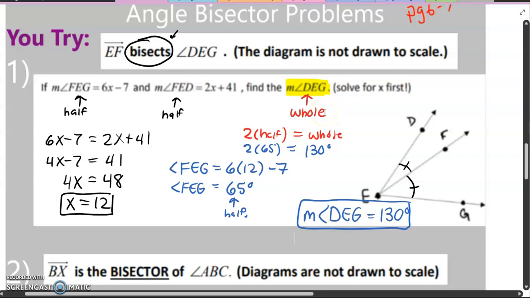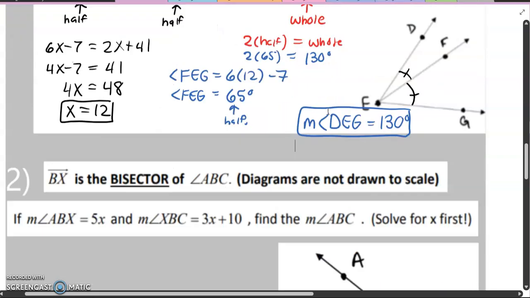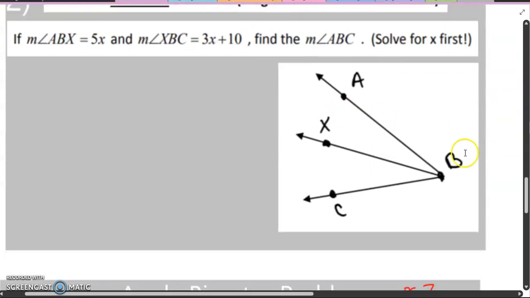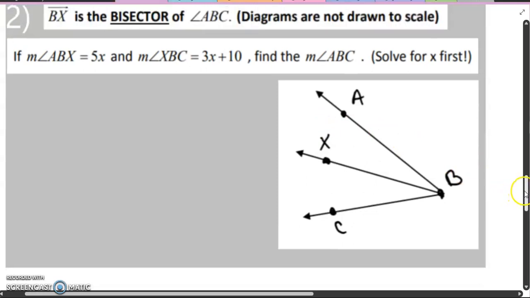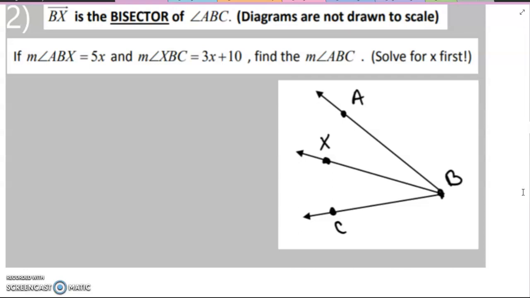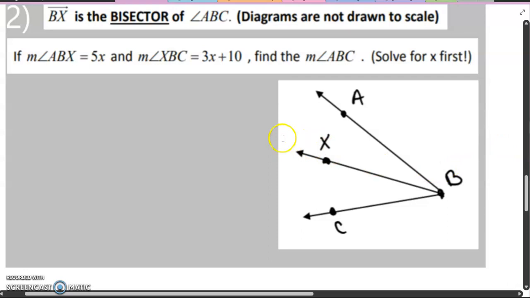So to wrap up, I have 3 examples you're going to try now. I'm going to scroll to this one first. So now we're looking at a new angle here. BX is the bisector of ABC. So I want you to pause the video here, try the problem out, and then in a few seconds, the answer will pop up on screen.